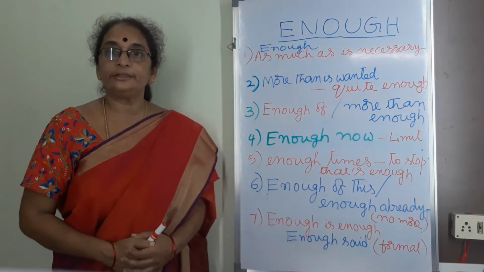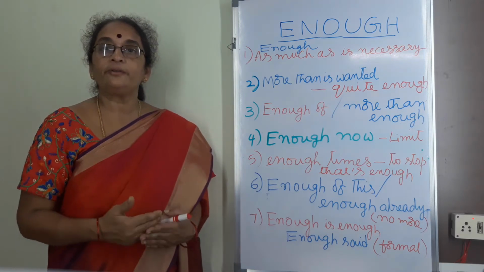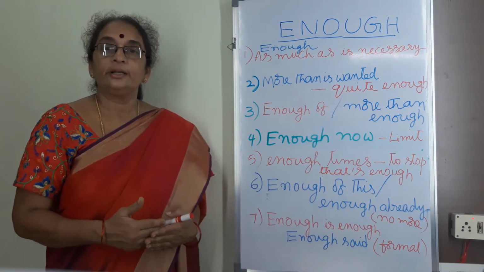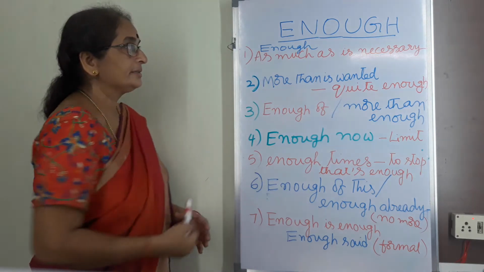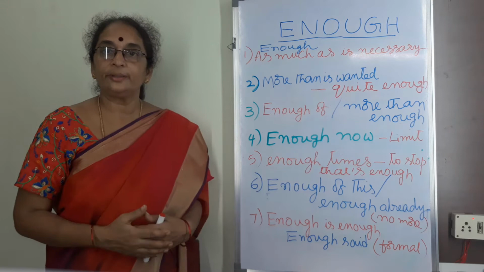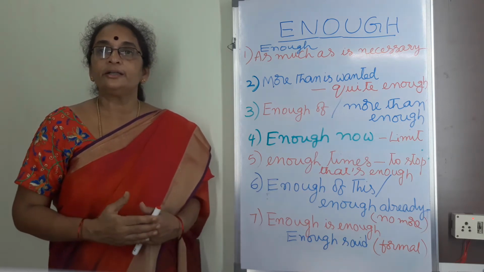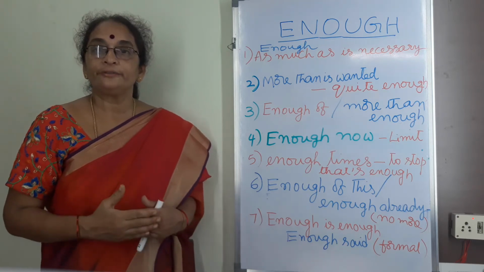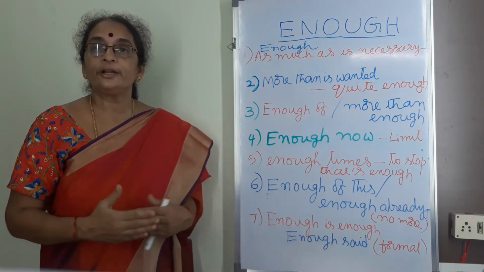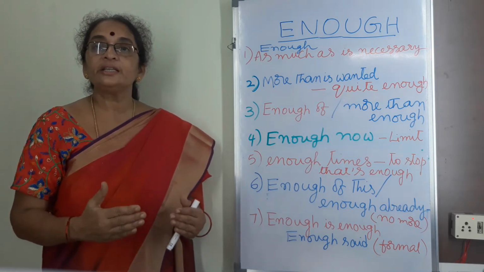In today's class, we are going to practice the word "enough". Enough is called a determiner in English language. This has the uses of adverb and also adjective. Let us practice. The first example is "as much as is necessary". The meaning of enough is as much as is necessary. When you say that the tea is enough, the books are enough, the topics are enough, you mean that you need something which is necessary.